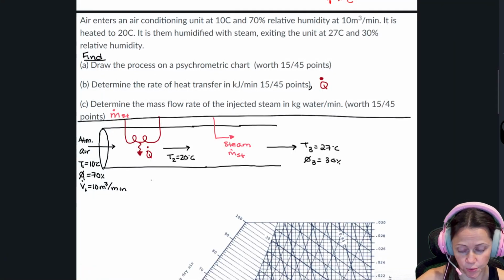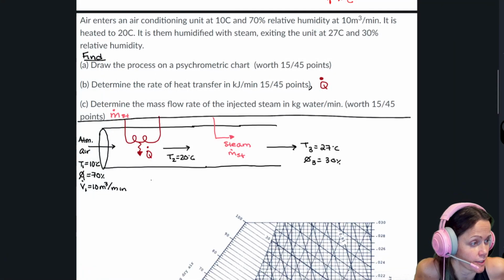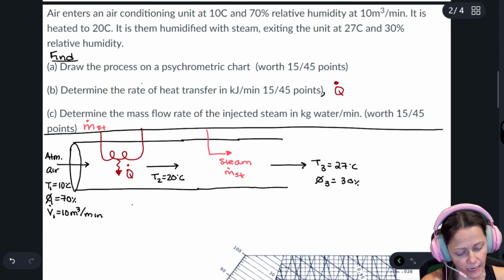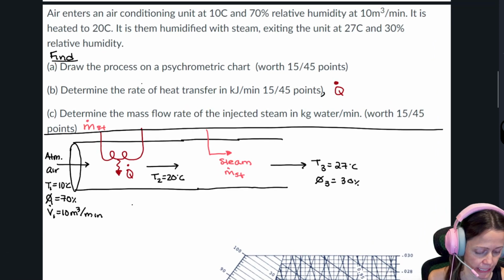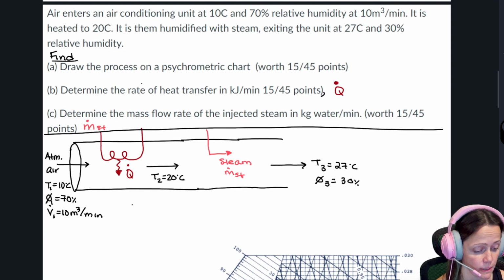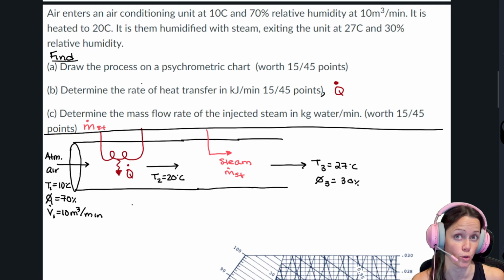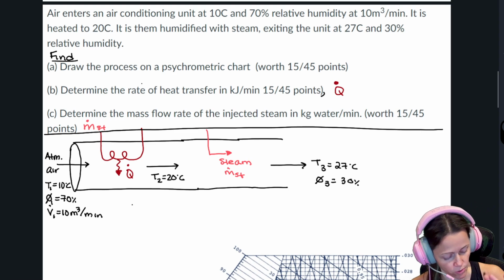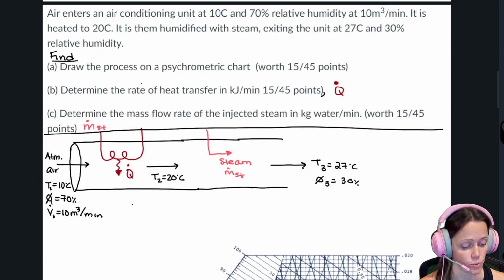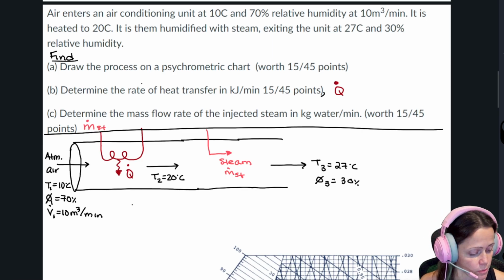All right, so this is problem 7 on the practice test for Unit 5. So we've got air entering an air conditioning unit at 10 degrees Celsius, 70% relative humidity, at 10 meters cubed per minute. I went ahead and drew up a diagram here. That's the state of our moist air coming in. It's heated to 20 degrees, so there's state 2, and then it's humidified with steam, exiting the unit at 27 degrees Celsius and 30% relative humidity.